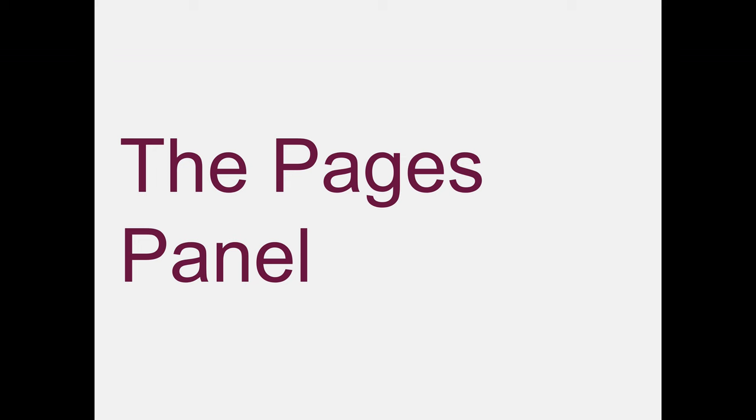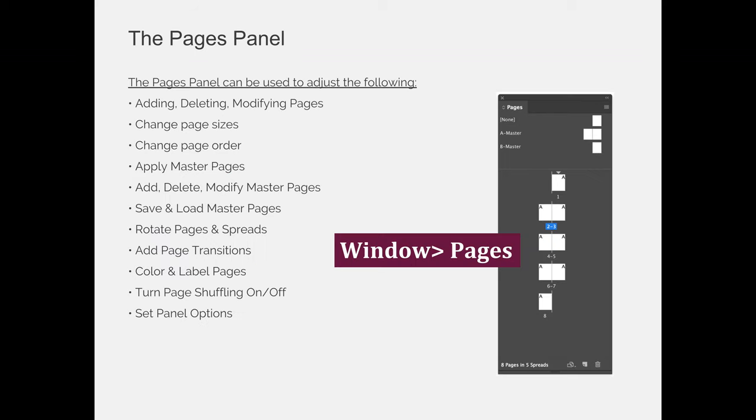The Pages panel. The Pages panel can be used to adjust many things, including the adding, deleting, and modifying of pages. You can change page sizes. Now, I would caution you that there's two ways to change the size of a page. You can change the size of all the pages within the document, or you can change the size of just one page. If you're changing the size of just one page, that's when you would use the Pages panel.